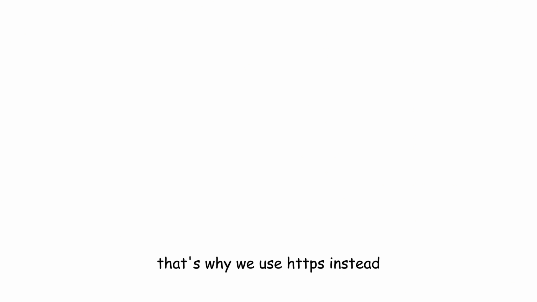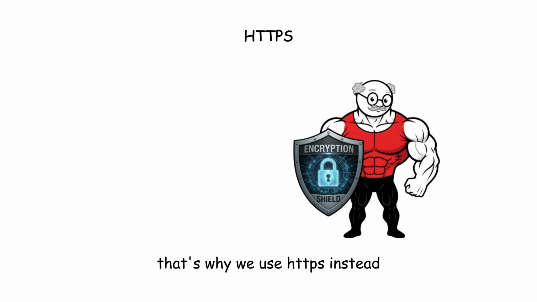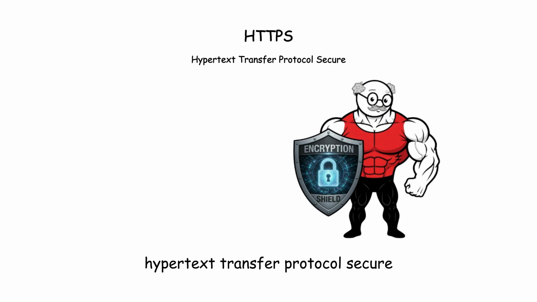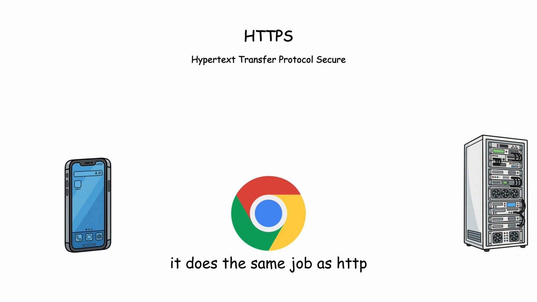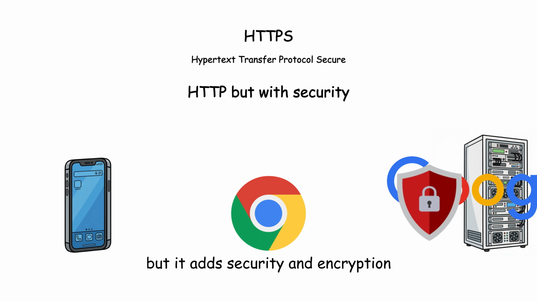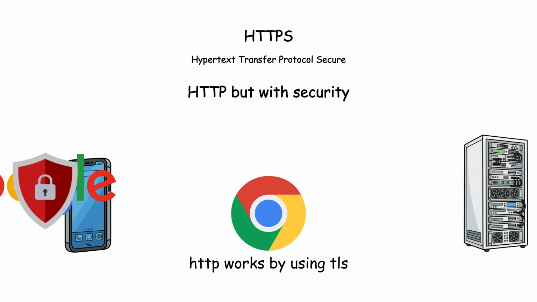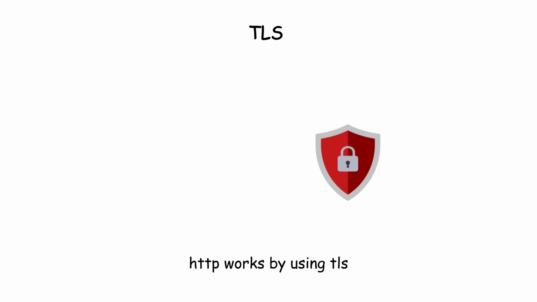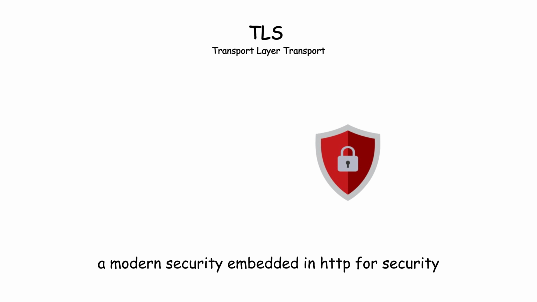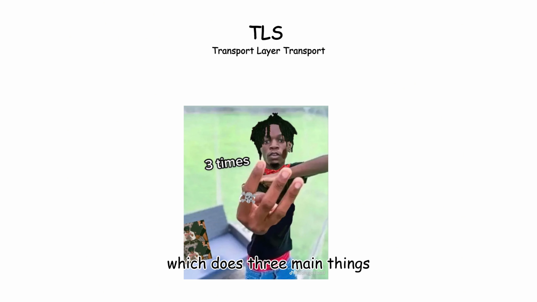That's why we use HTTPS instead. Hypertext Transfer Protocol Secure does the same job as HTTP, requesting and delivering web content, but it adds security and encryption. HTTPS works by using TLS, a modern security protocol embedded in HTTPS, which does three main things.